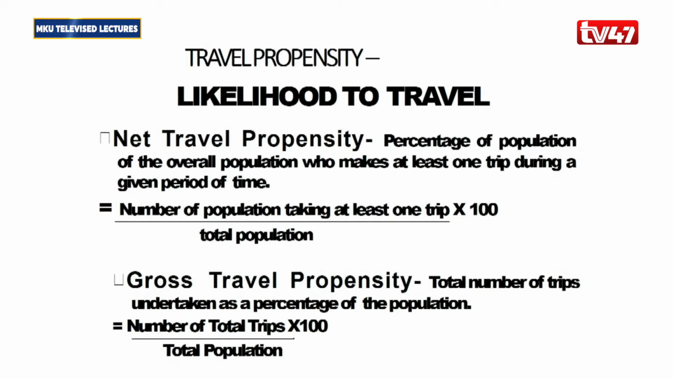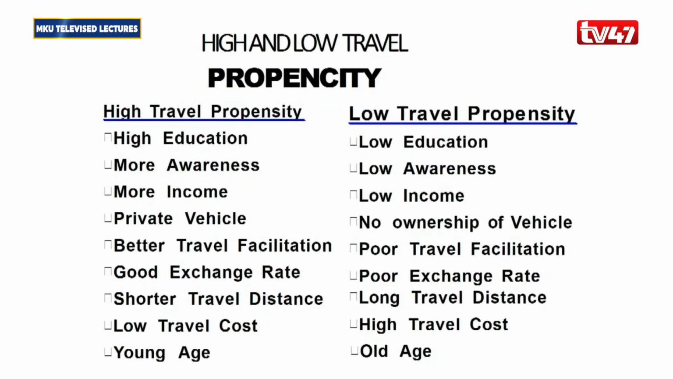But we also have the gross travel propensity. This looks at the total number of trips undertaken as a percentage of the entire population. Here we are not taking at least one trip, but the total number of trips taken, divided by the total population, and multiplied by 100. That gives us the gross travel propensity. In that case, we can classify a population as having either high or low travel propensity.